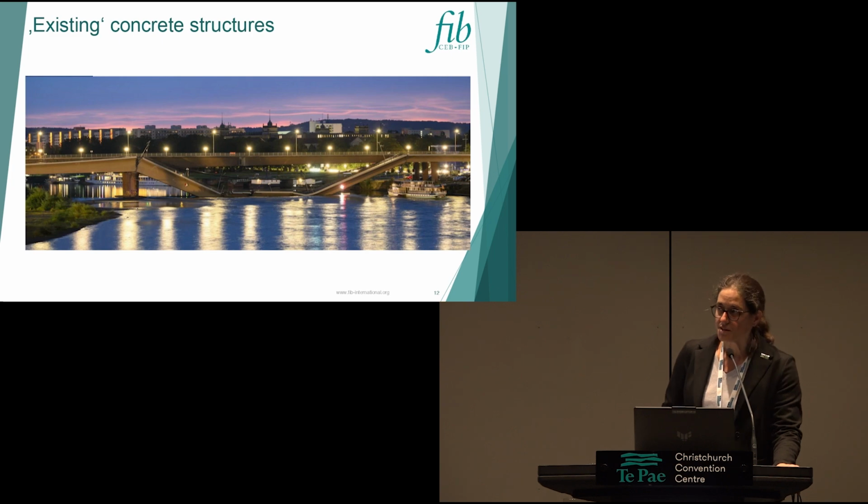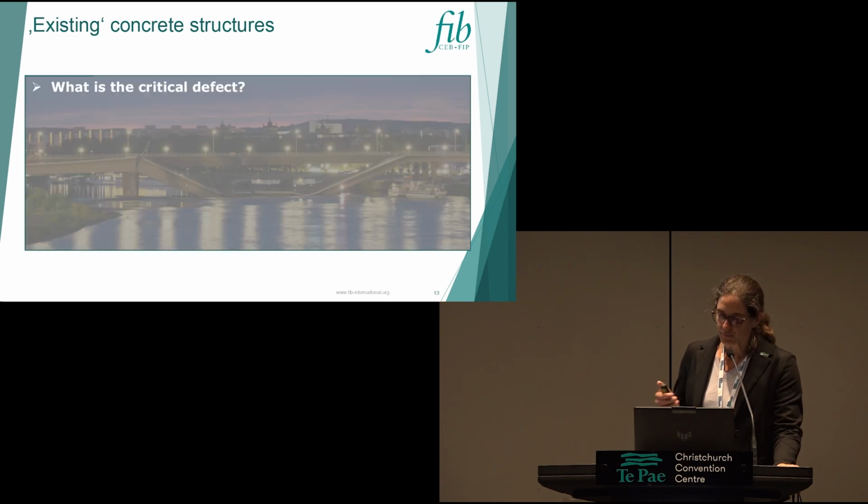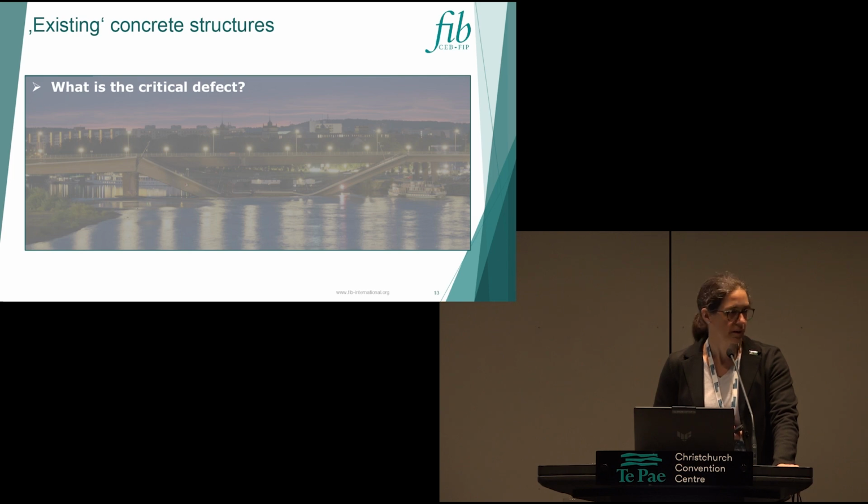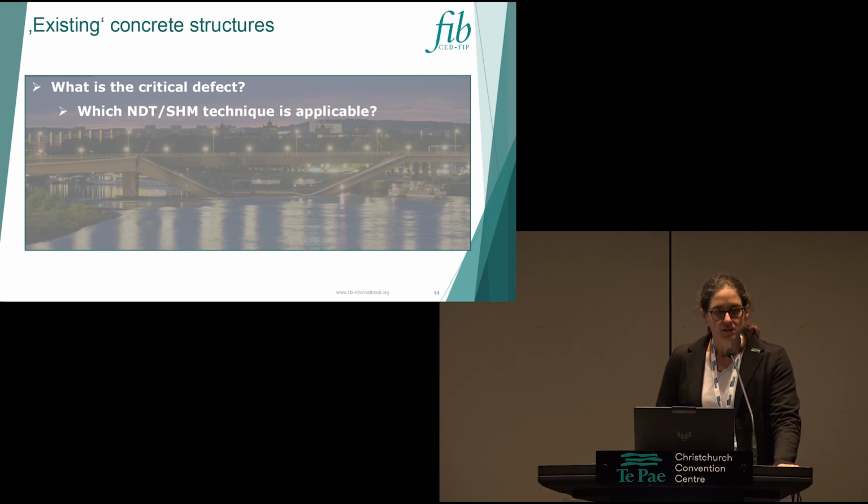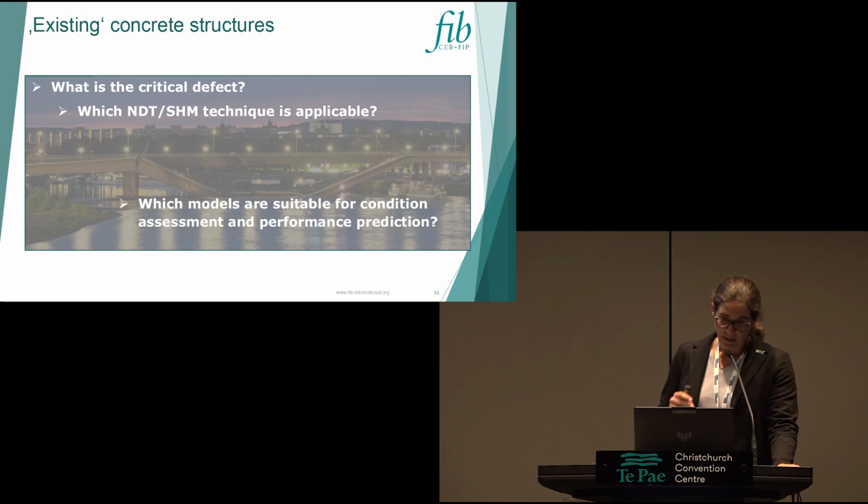But what are the main questions behind that? What is the critical defect here? What should we really have a look at? Which non-destructive testing or which structural health monitoring methods would you have applied? What would have been the right solution to prevent this kind of failure? And we are happy that we had no injuries at all, because this happened at 3 o'clock at night.